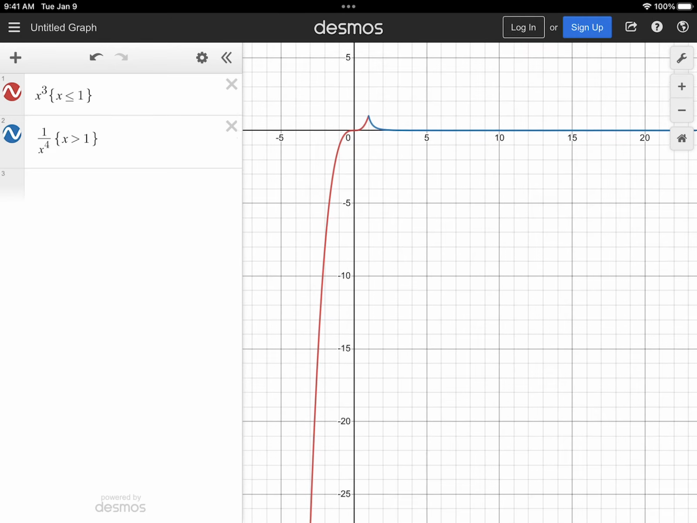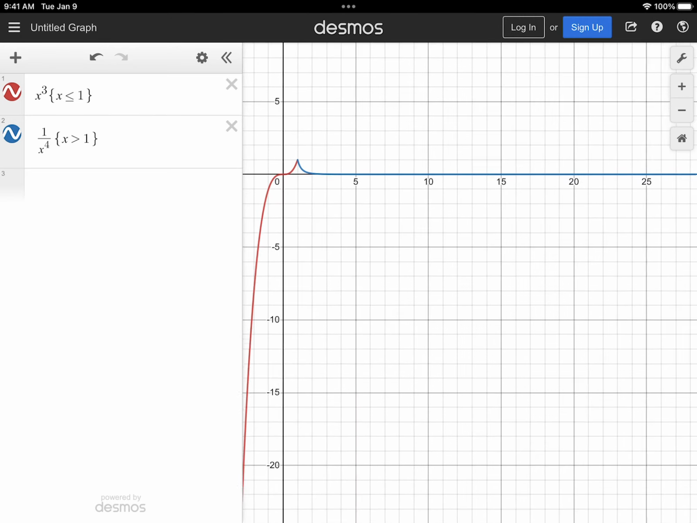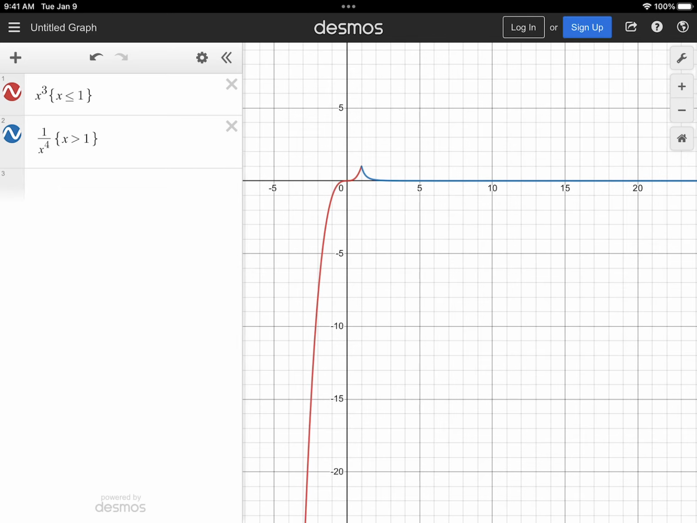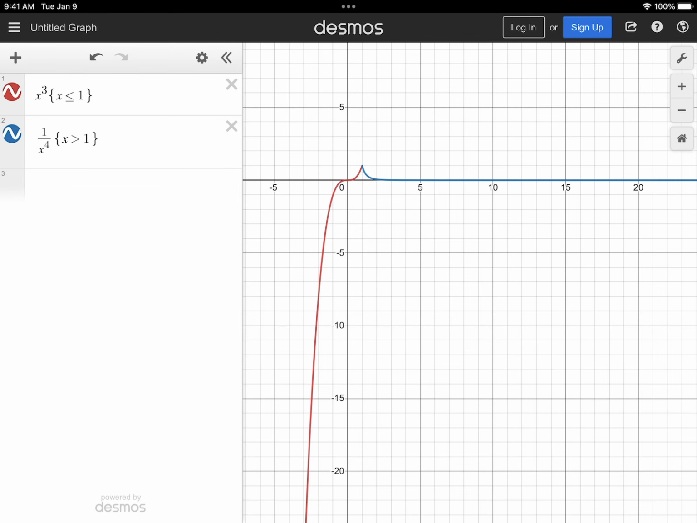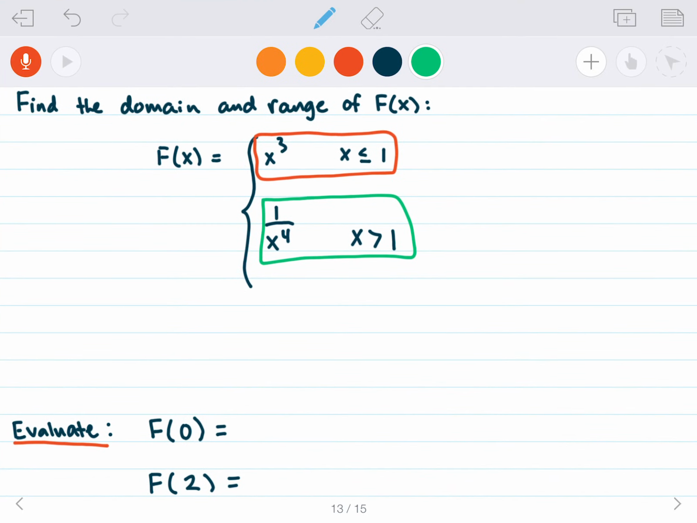If we just examine this graph, look to the left, look to the right, we can see that x can be anything. All right, there's no restrictions there. So for our domain, we have all reals, or all real numbers, negative infinity to positive infinity, if you like that.